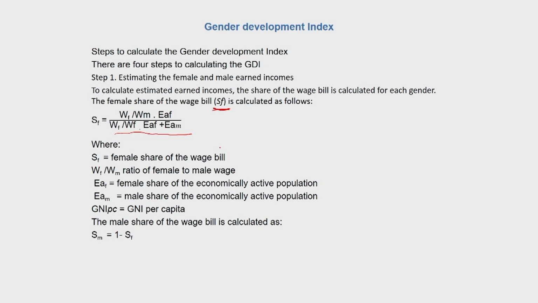Here SF is the female share of wage bill. WF by WM is the ratio of female to male wage. EAF is the female share of the economically active population, and EAM here is the male share of the economically active population, and the male share of the wage bill is calculated as 1 minus SF. So we first calculate the female share of the economically active population, the female share of the wage bill, and based upon the female wage share we calculate the male wage share. So that's the first step.